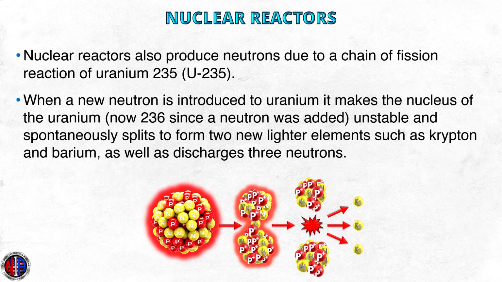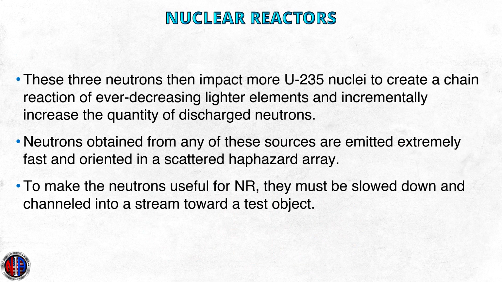Nuclear reactors. Nuclear reactors also produce neutrons due to a chain of fission reactions of uranium-235. When a new neutron is introduced to uranium, it makes the nucleus of the uranium unstable and it spontaneously splits to form two new lighter elements such as krypton and barium, as well as discharging 3 neutrons. These 3 neutrons then impact more uranium-235 nuclei to create a chain reaction of ever-lighter elements and incrementally increase the quantity of discharged neutrons. As one can imagine, on a grand scale of billions of fission reactions happening near simultaneously, the quantity of neutrons can increase very rapidly.